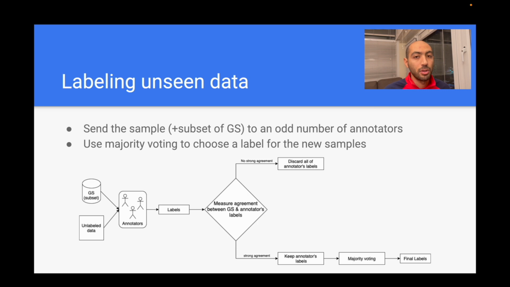All of their labels at this point in time are considered to be garbage. If there is strong agreement though, we keep the annotators' labels, and then we do majority voting for each sample to produce the final labels.